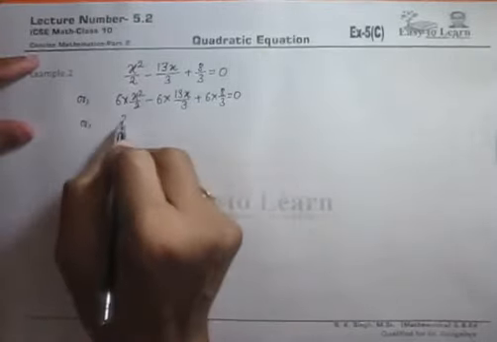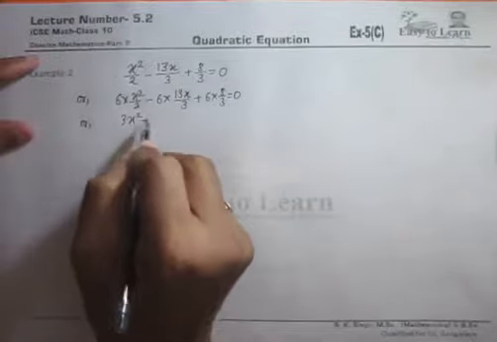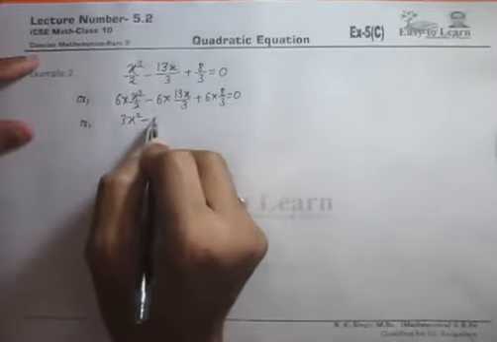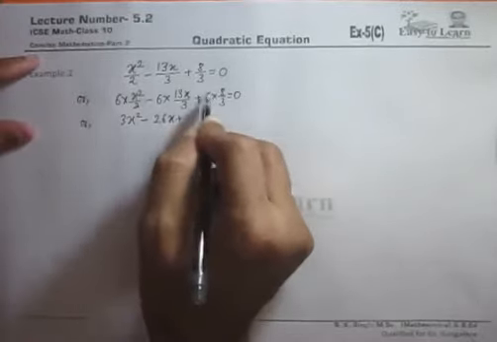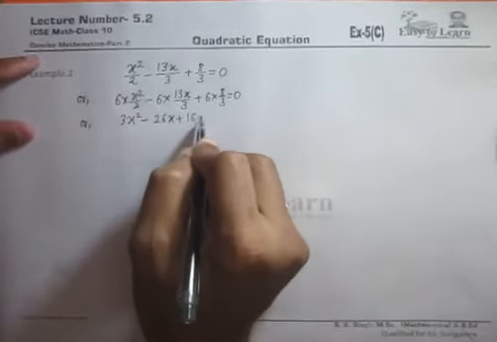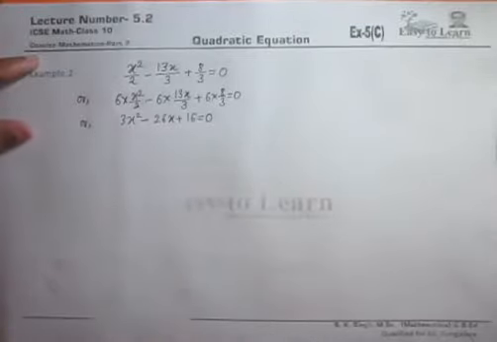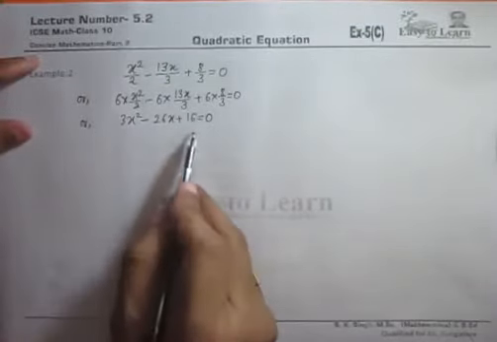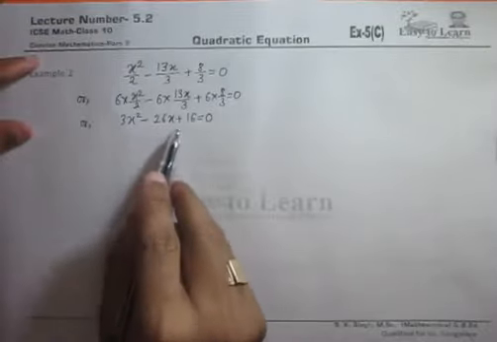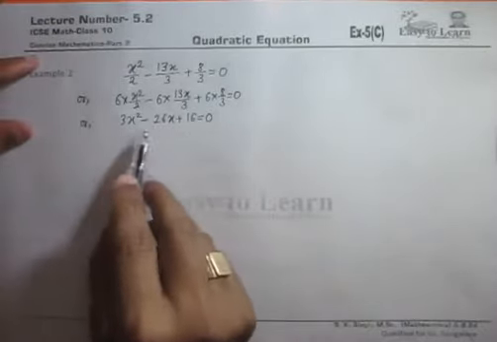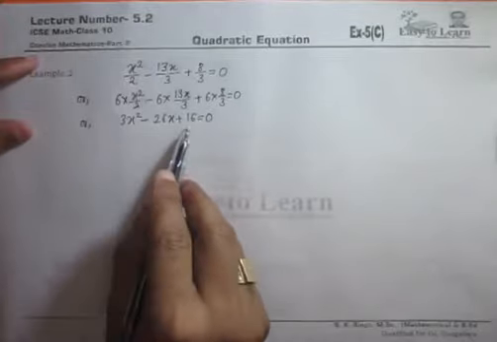Now it will be 3x square minus 26x plus 16 equal to 0. Now this equation is in the form of general quadratic, ax square plus bx plus c equal to 0. Here a is 3, b is minus 26 and c is 16.